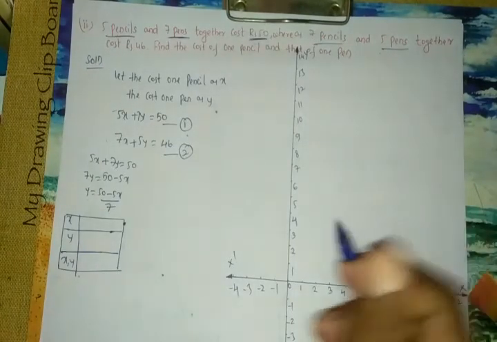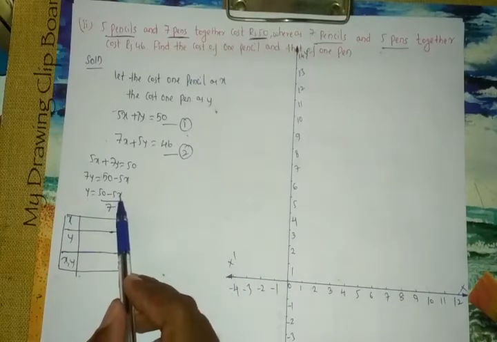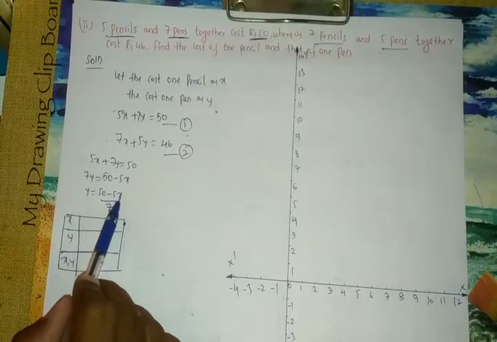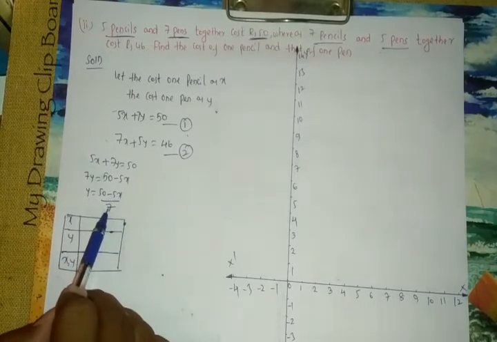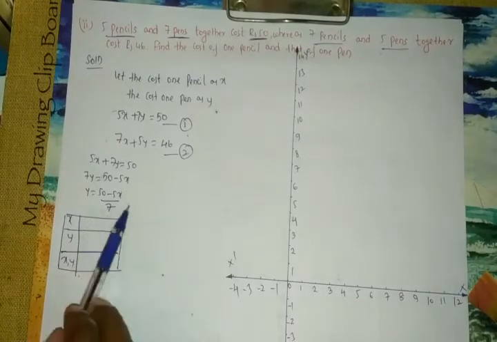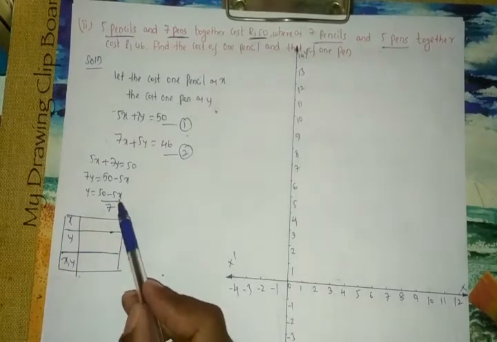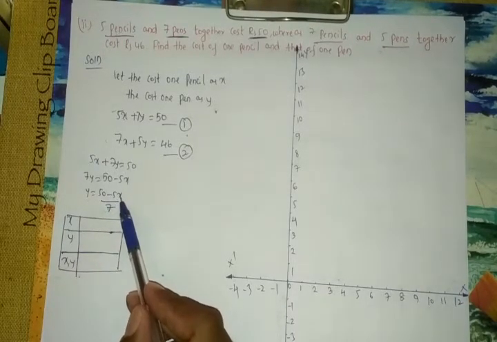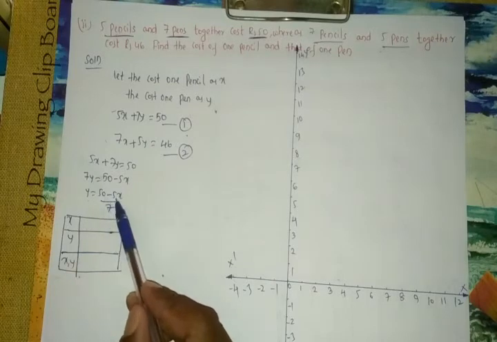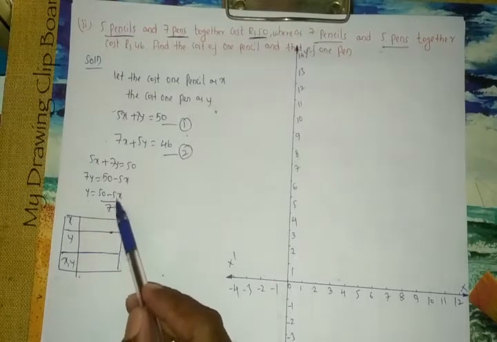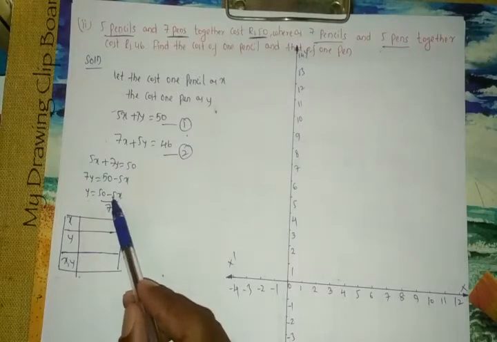So I will select the value of x in such a way that it should be divisible by 7. Let me start with 0. When I put x as 0, it will be 50 minus 5, so 50 minus 5 is 45. 45 is directly not divisible.